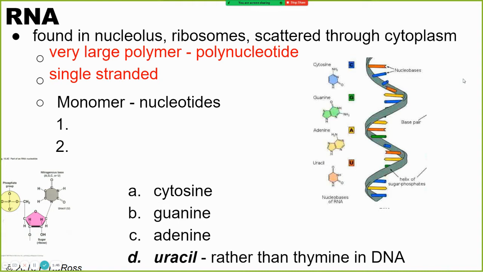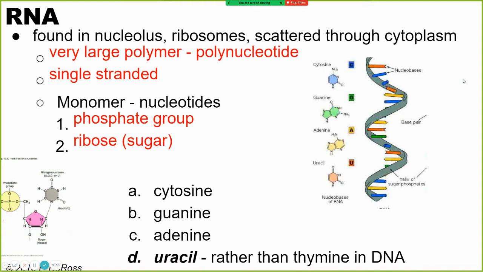It's made of pretty much the same things. RNA has a phosphate group. It has a sugar. In this case, it's a different sugar. It's called just ribose. Remember, DNA was deoxyribose. So there's a phosphate and a sugar, and it has bases. It has some of the same bases. It has a C for cytosine. It has a G for guanine. It has an A for adenine.